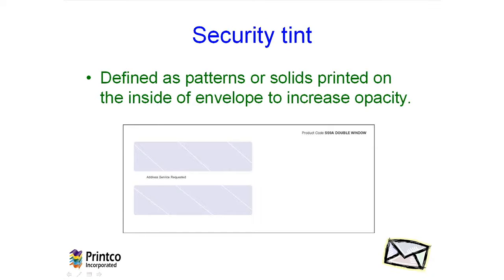Next is security tint. Depending on the actual use of an envelope, the user may require a security tint. A security tint is defined as patterns or solids printed on the inside of the envelope to increase opacity. A security tint is desired when private or personal information should be protected from others who may see the envelope. By having a security tint, it helps to prevent others seeing what they shouldn't see.